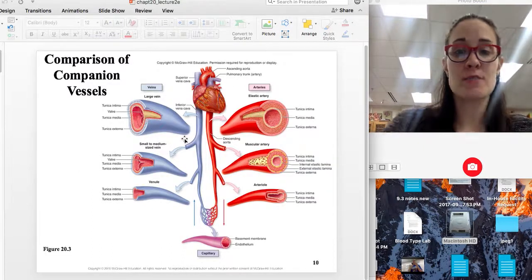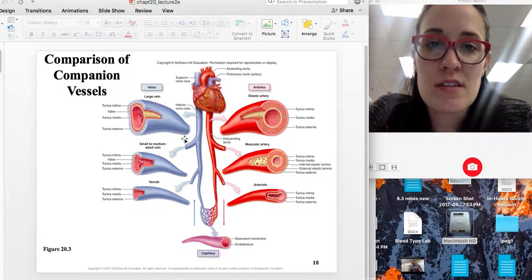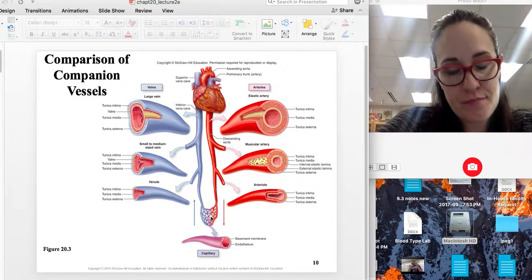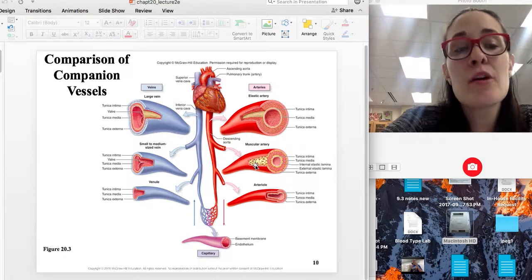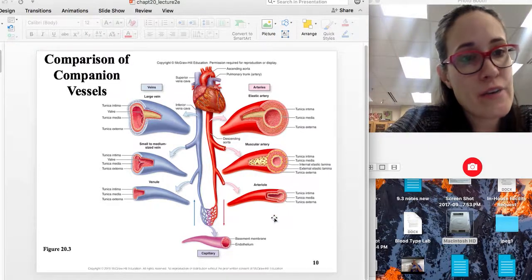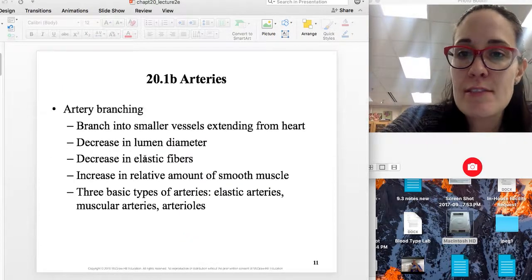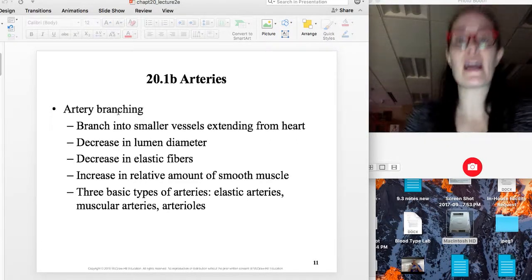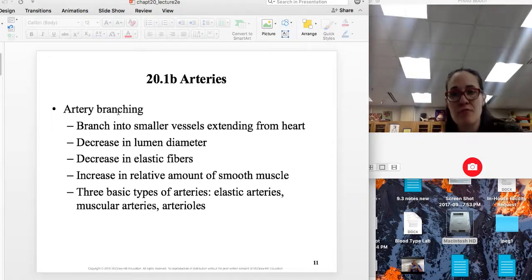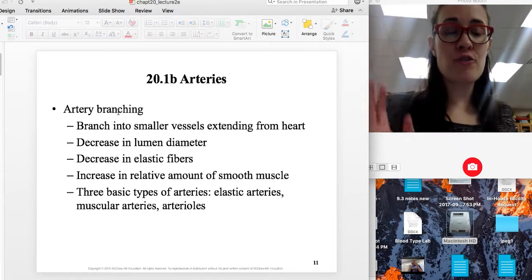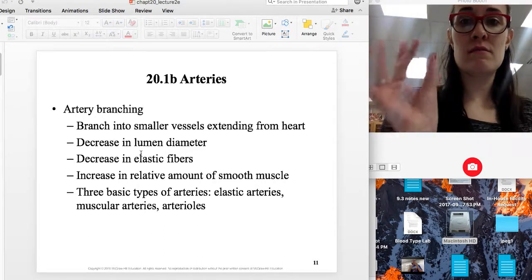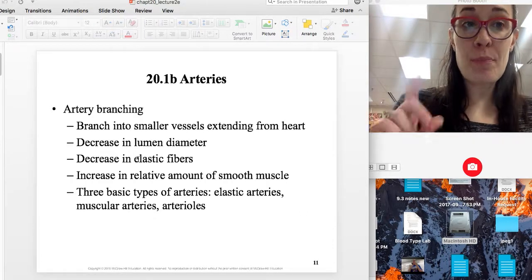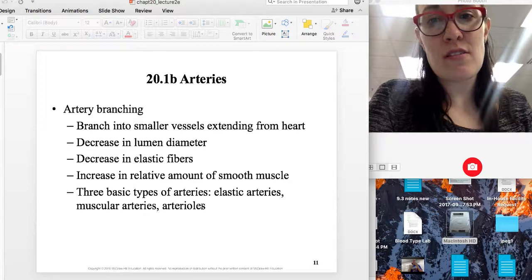Here is a very nice picture that shows not only the general arteries and veins, the capillaries where they meet, but it also shows the 3 different types of arteries and the 3 different types of veins. So large arteries branch into smaller arteries that extend from the heart. As they get further away from the heart, the lumen decreases, the amount of elastic fibers decrease, but it increases in smooth muscle.